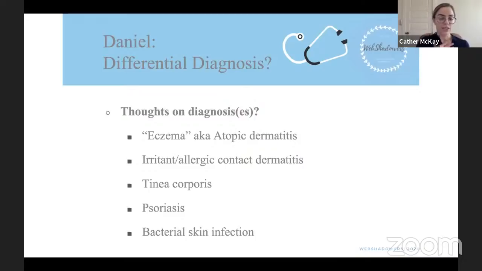Psoriasis is another consideration, but the way the skin looks is more eczematous, so it really doesn't look like psoriasis, and we'll go through that next. But kids can develop psoriasis early, so you still have to think about that. And then bacterial skin infection. This patient also does have a bacterial skin infection on that ankle, which we'll talk about.